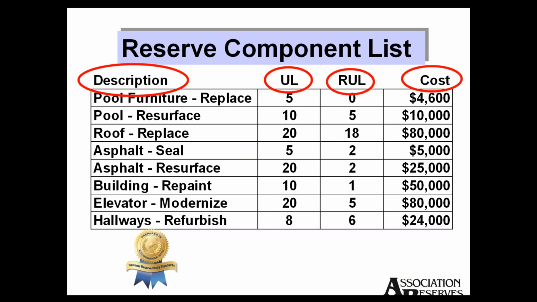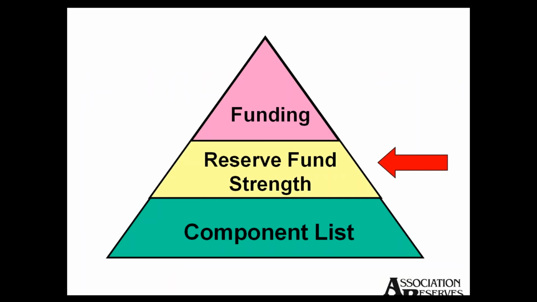So this is the sample component list that I'll be working with for today's webinar. A description of each component, what it is, and the project that you'll be doing with it, the useful life, which is UL, measured in years, remaining useful life, RUL, and the current cost to repair or replace. So that's the information that we're gathering. That's the component list. And now what do we do? How do we get a reliable measuring system out of that that says, well, do we have enough money?